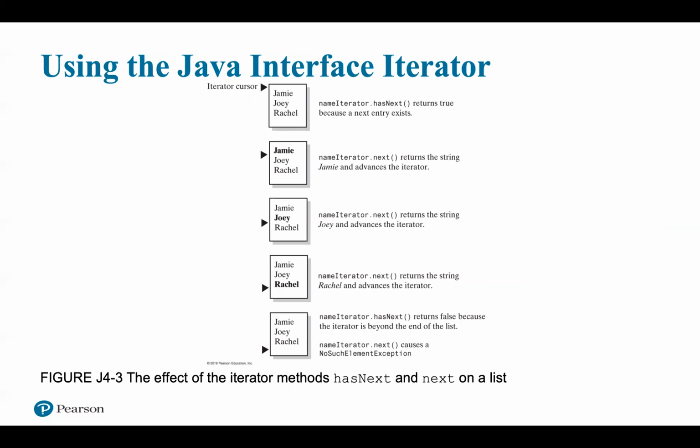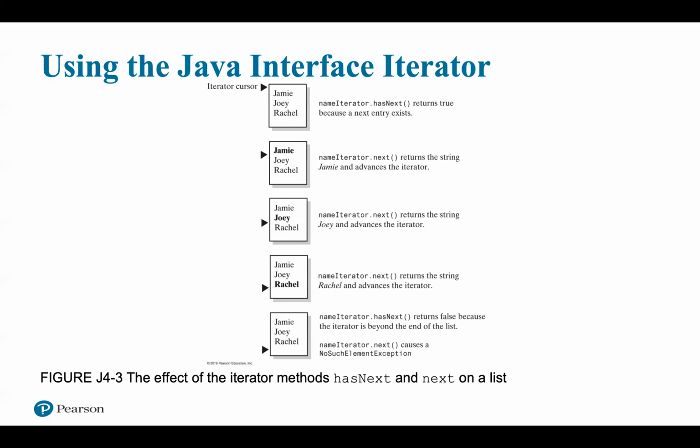Here we'll walk through an example. Let's look at how the methods hasNext and next of the interface Iterator work with the ADT list. Suppose that our List interface extends the interface Iterable and the class MyList implements the List interface. The following statements create a list of names, which are simple strings. We have List<String> nameList equals new MyList. Then nameList.add Jamie, nameList.add Joey, nameList.add Rachel. At this point, nameList contains the strings Jamie, Joey, and Rachel.